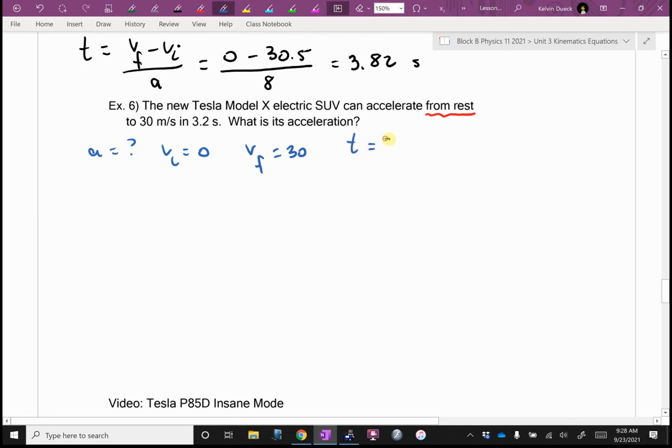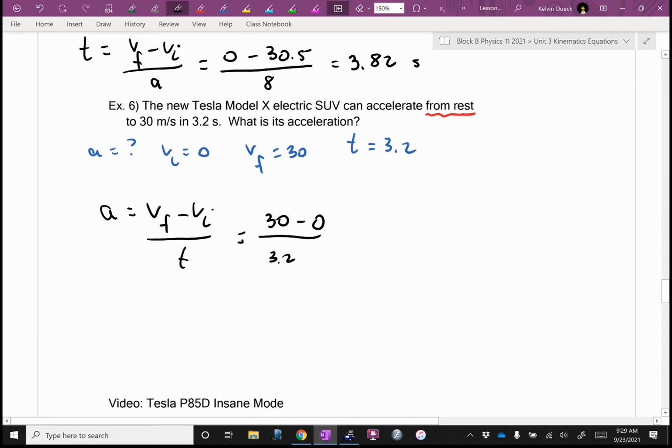Are all my units good, or were there any yucky units? Y'all understand what I mean by yucky units, right? Kilometers, hour, any yucky units? No? Let me plug and chug. I'm looking for an equation that's got an A, a VF, a VI, and a T in it. There is one. So I guess it's going to be 30 minus 0.